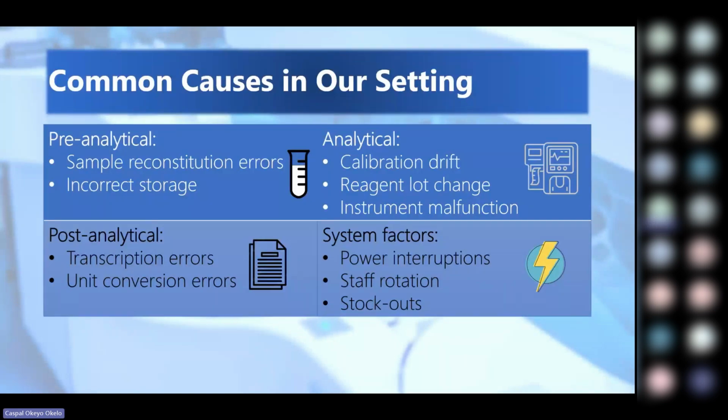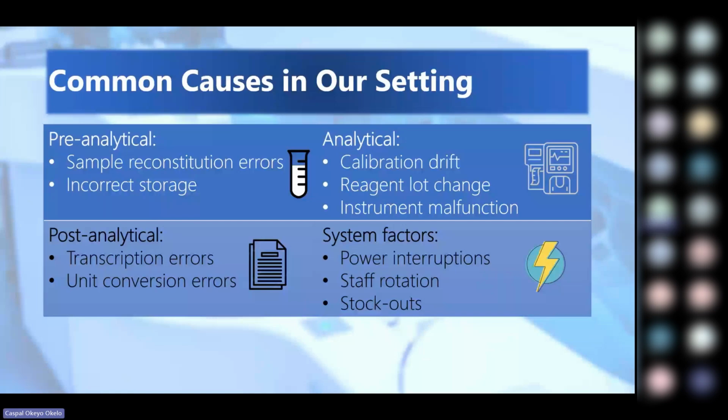Post-analytically, these are the causes which are often underestimated, and examples are like transcription errors during result submission, selection of wrong units, decimal point misplacement, or submitting results to the wrong peer group. And many EQA failures, in quote, are actually submission errors. This is why we emphasized earlier that you need to verify data before doing a deep investigation.